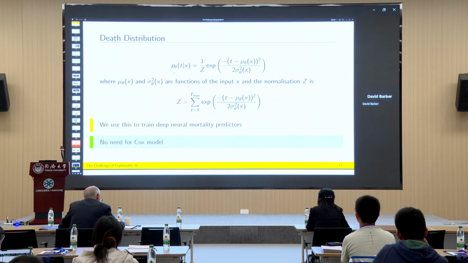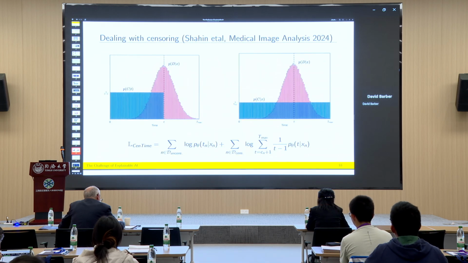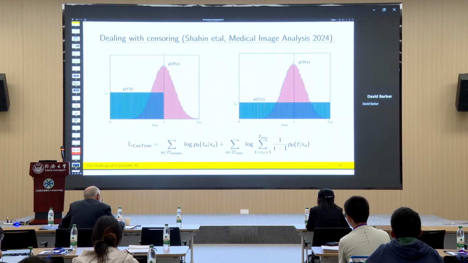There's no need in this case for a Cox model, but one obvious question would be, how do you train this, because you don't know the time of death? I'm not going to go into the details here, but if you want, you can look at the paper that we had in medical imaging last year, where we explain a new way to deal with the right censoring.